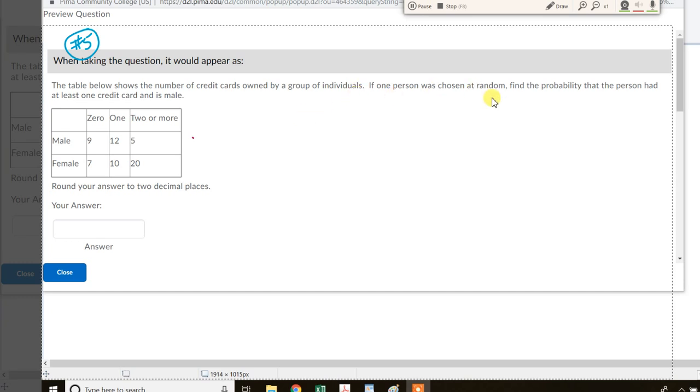They're asking about that the person has at least one credit card, and also that the person's male. So these are two separate events, and we're looking for the and, or intersection of the two.